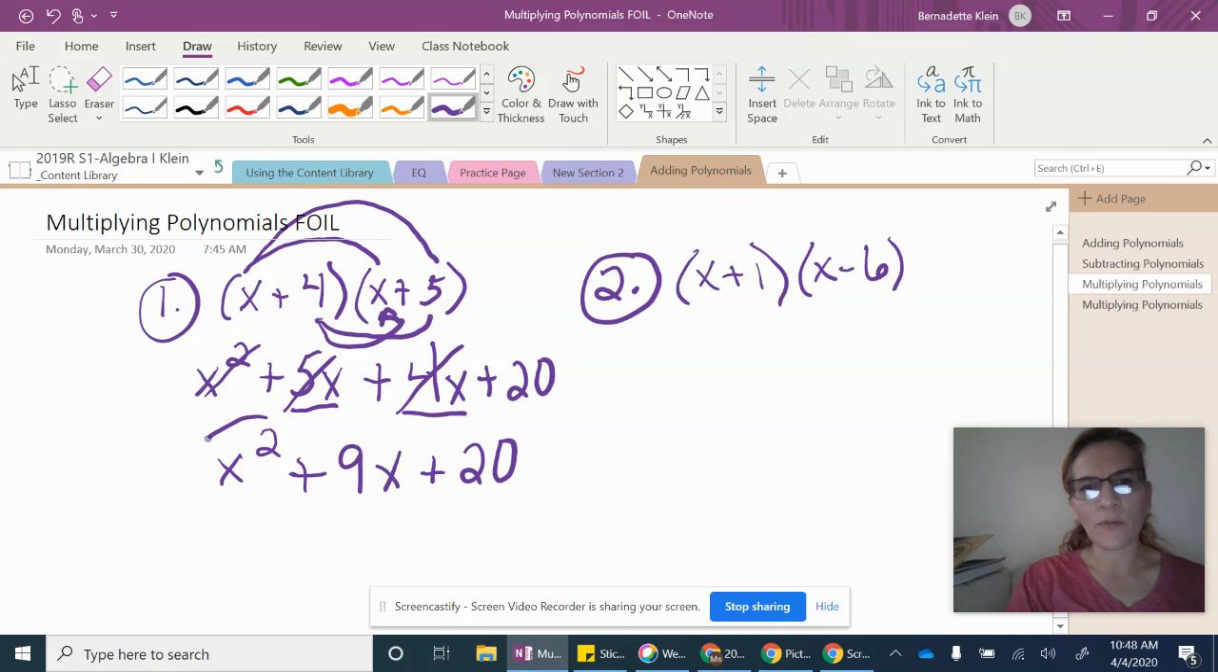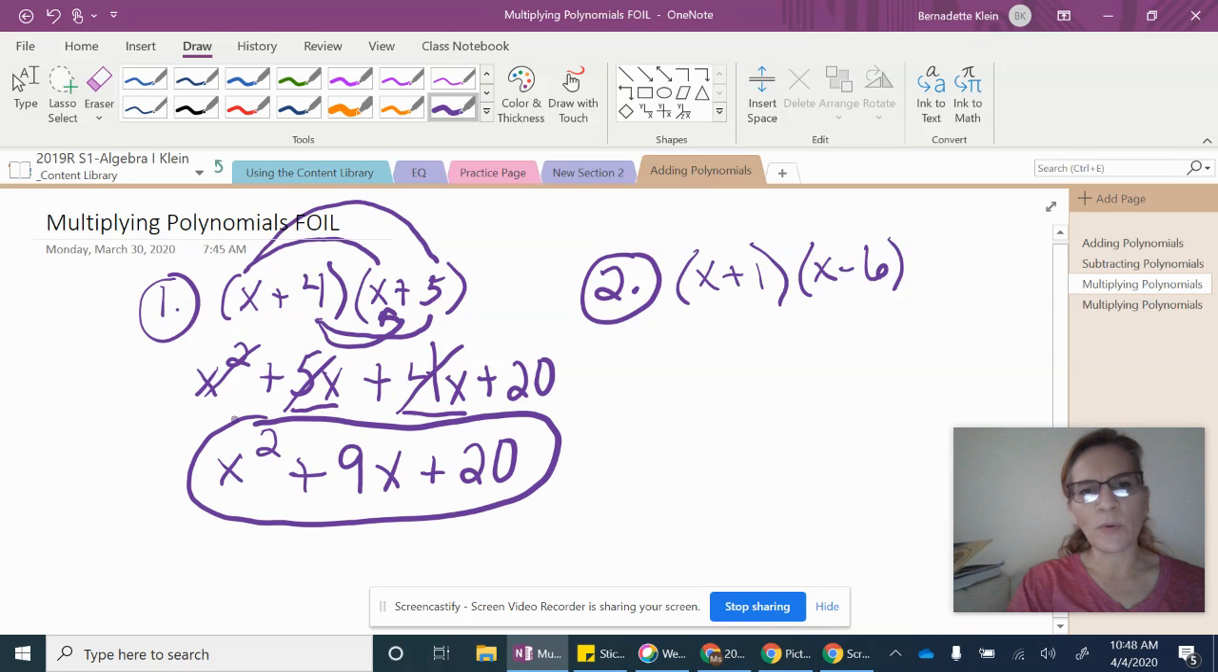This problem is simplified now in its most simplest form. I'm not solving to find x. We're just using the FOIL method and simplifying. Okay, let's do one more. So number 2, this time I've got a negative number in there, a subtraction. So you can see what happens when we multiply with subtraction problems.